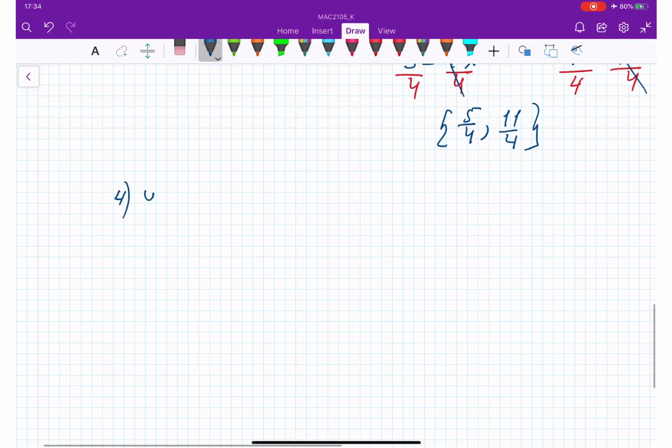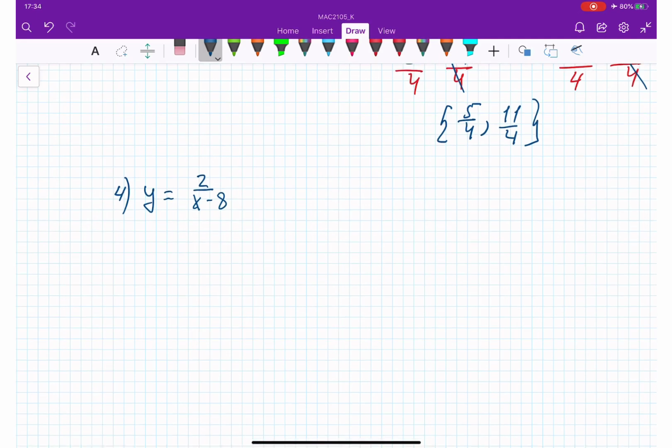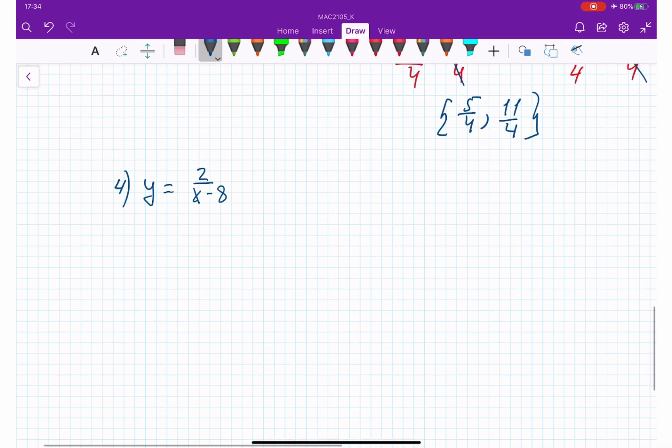So y is equal to 2 over x minus 8. In this case, we need to figure out if this relation is a function or not. So, how do we understand where we have a function and where we don't? When x has only one y. Let me explain to you by graphing.